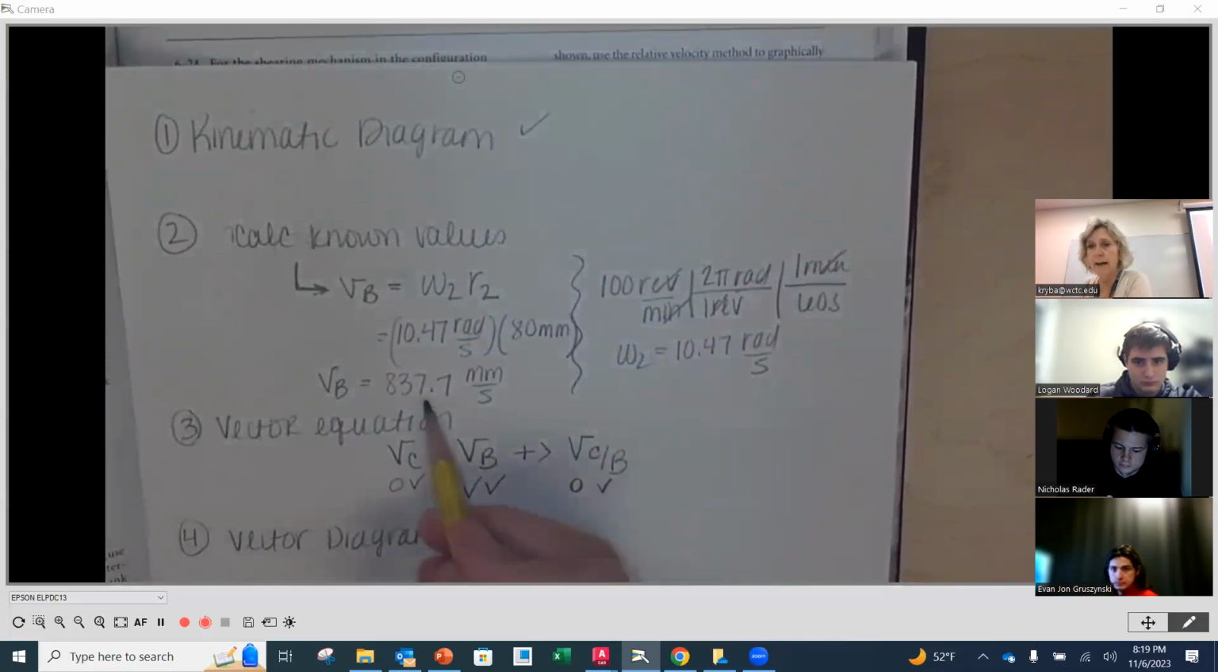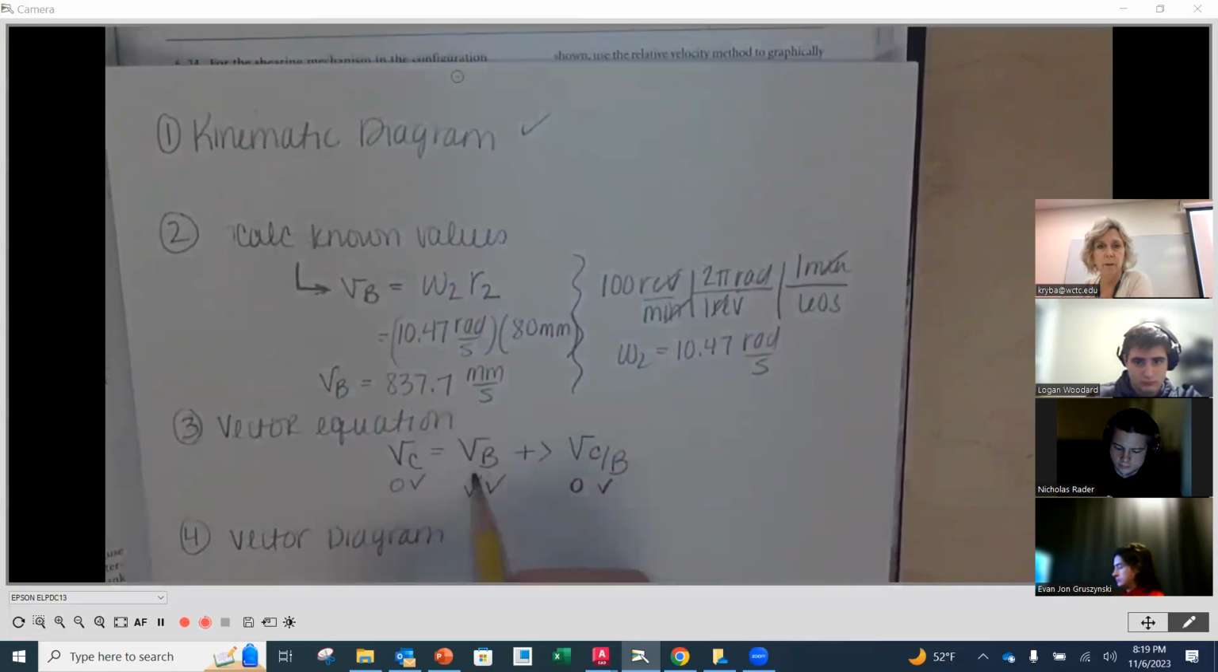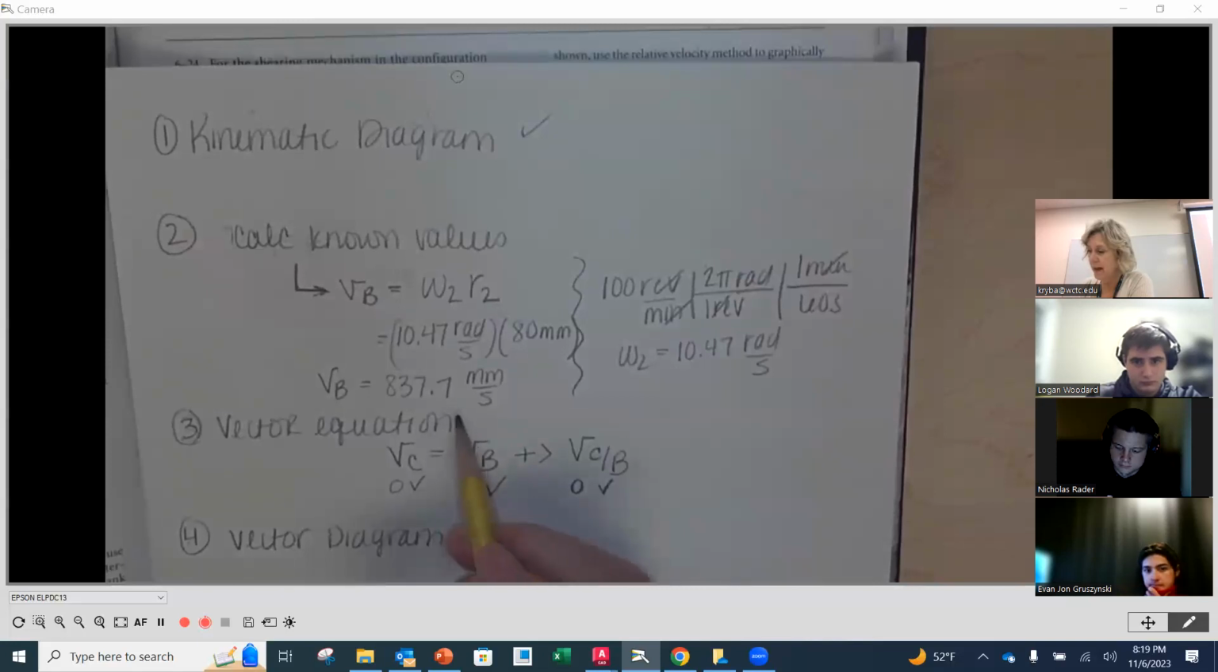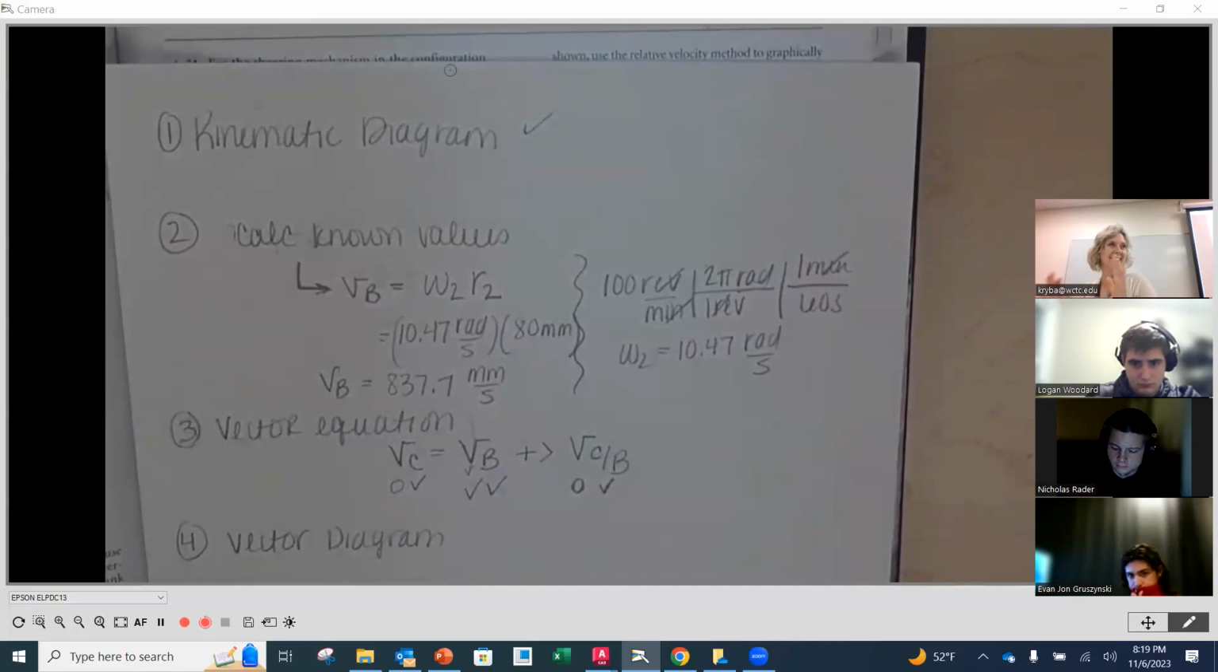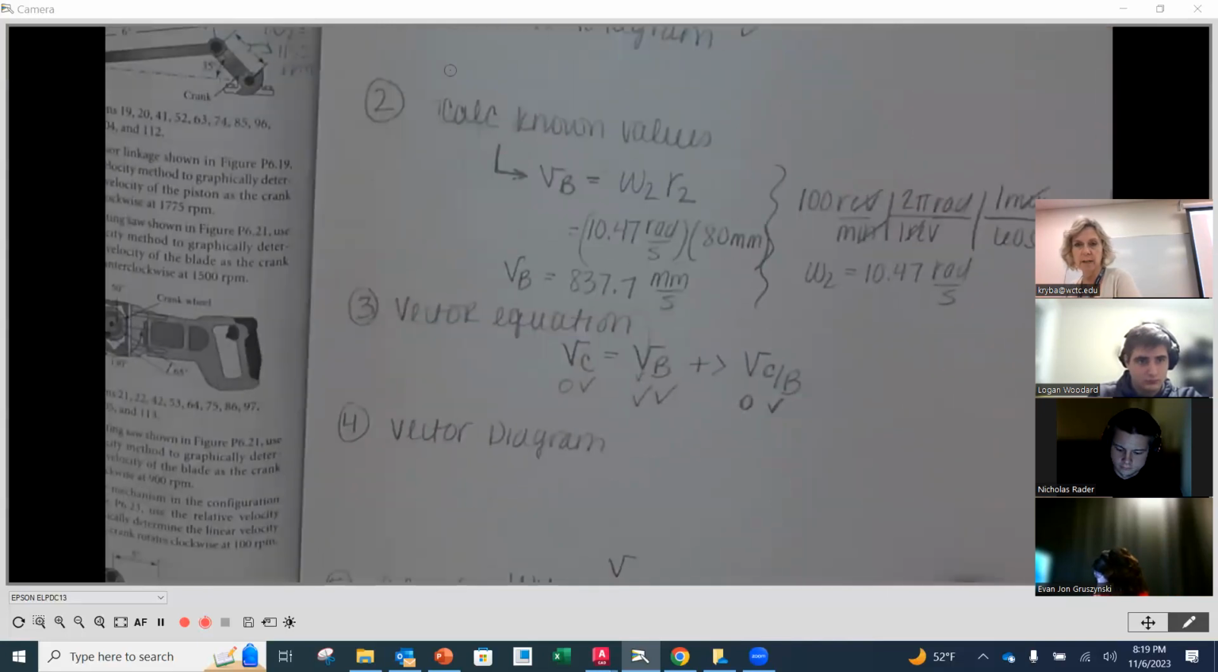Now, this is the magnitude of the velocity at B. So that's where we got our magnitude from, right there. Now we're ready to look at directions. That's the only magnitude we can get. The other ones are going to be off of our vector diagram. So now we're going to get directions.